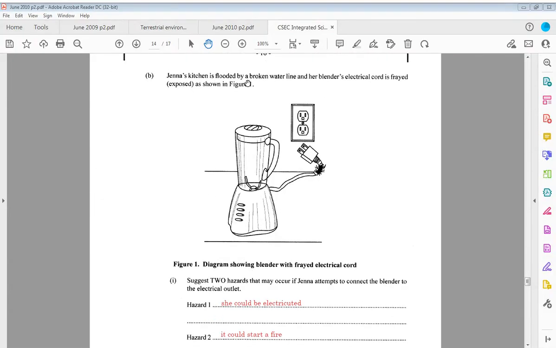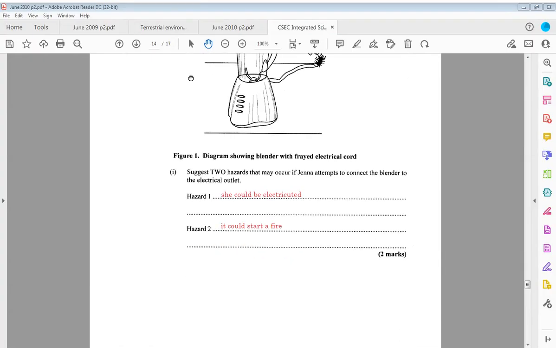So, Jenna's kitchen is flooded by a broken water line, and her blender's electrical cord is frayed or exposed. So, like this. And I know a lot of us are very familiar with this. Most of our chargers look like this, right? Because my current charger looks exactly like that. The struggles. But anyway, it still works. Even as a safety hazard, you shouldn't be using it, but what are we gonna do? So the cord is exposed here, right? As shown in figure one.